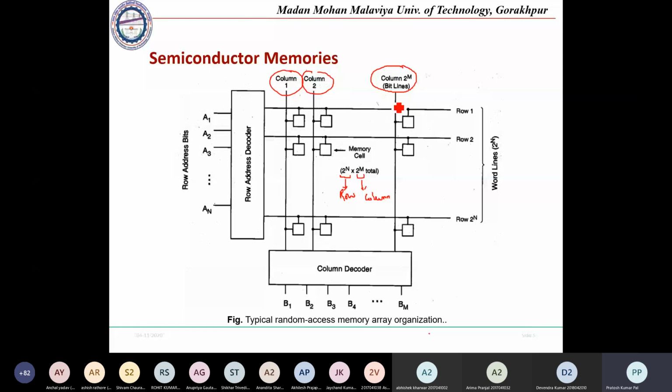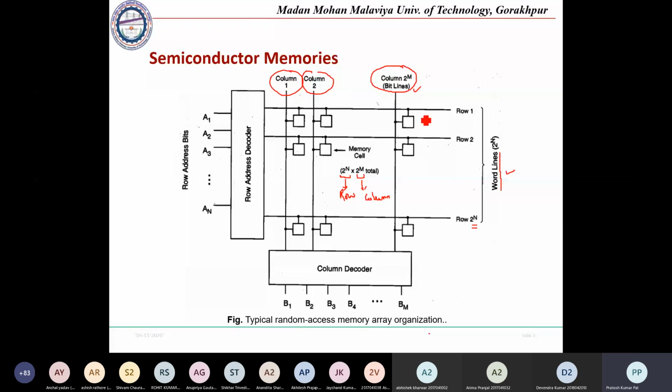Okay. Similarly, it has horizontal lines. These horizontal lines are represented by the first term, that is 2 to the power n. They start with the first row. These horizontal lines are called rows. So first row, second row, up to 2 to the power n number of rows will be there. These rows are called word lines. So the columns are bit lines and the rows are word lines. Okay.